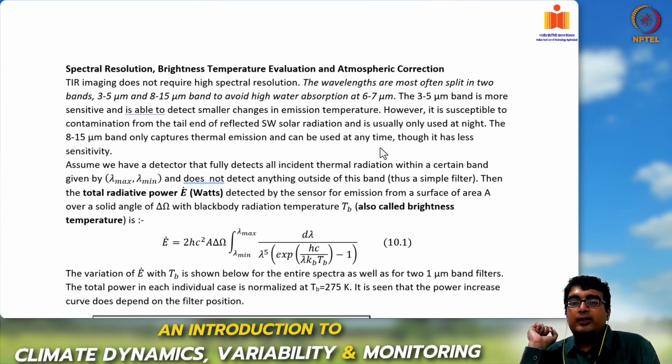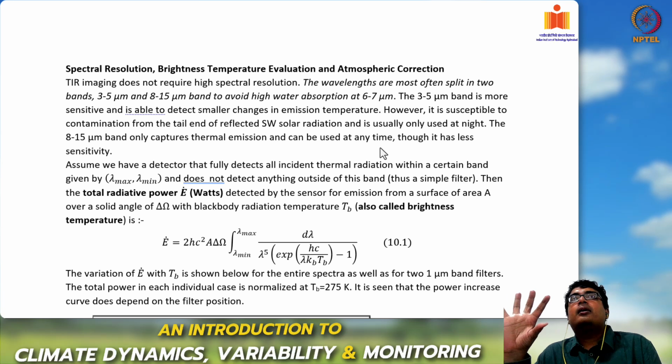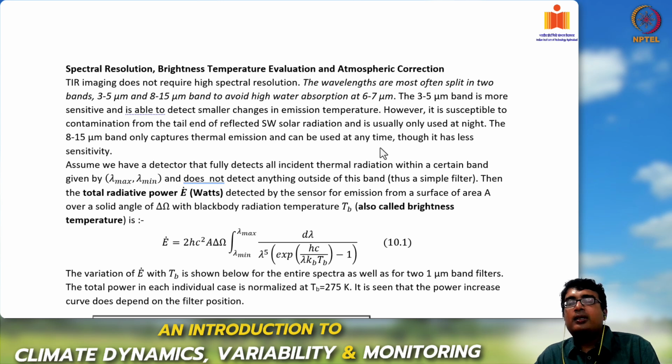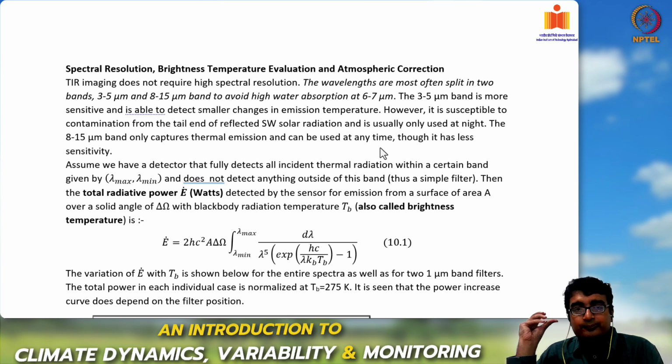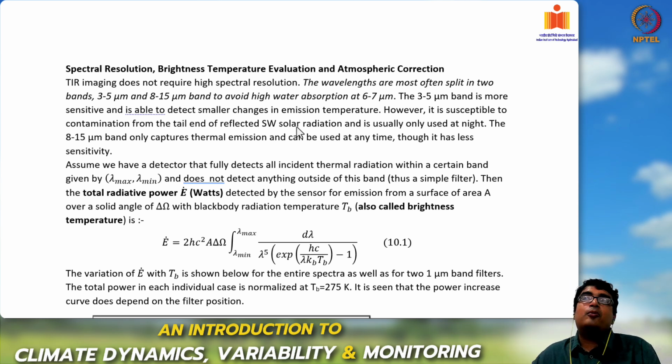However, the problem with the 3 to 5 micrometer band is it is also part of the tail end of the shortwave radiation near infrared region. Even though near infrared region basically ends at 3 micrometers, there is still a small amount of shortwave radiation in the 3 to 5 micrometer band as well, which interferes with the thermal radiation coming from the earth. So it is susceptible to contamination from the tail end of the reflected solar radiation. So the 3 to 5 micrometer band is usually used only at night when there is no shortwave radiation. The 8 to 15 micrometer band can be used throughout the day and night because there is no shortwave radiation in that band, but it is less sensitive.